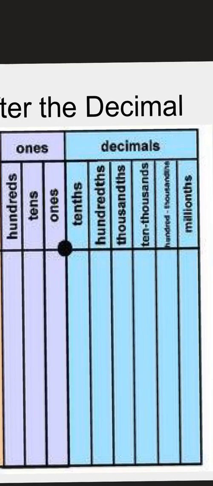So we have tenths, hundredths, thousandths, ten-thousandths, hundred-thousandths, and millionths. You see that they all end in THS, so that's a good hint that all of them come after the decimal. Keep in mind that those are the place values that come in after the decimal, which is that black dot right there.